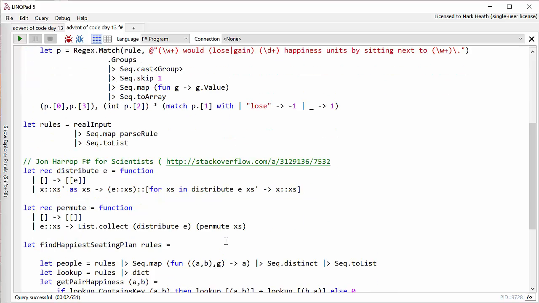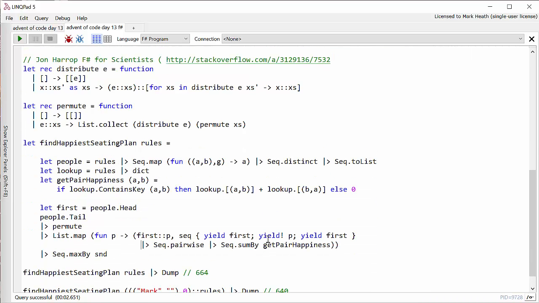Then again, we are going to need to do permutations. And as on day 9, I made use of John Harrop's permutation F# function because it's really nice and elegant. And so that's what I've decided to use again for this puzzle. And then I made a method called findHappiestSeatingPlan. And I did this so that I could solve parts A and B without having to modify any code. And so we just pass in the rules and we find the happiest seating plan.